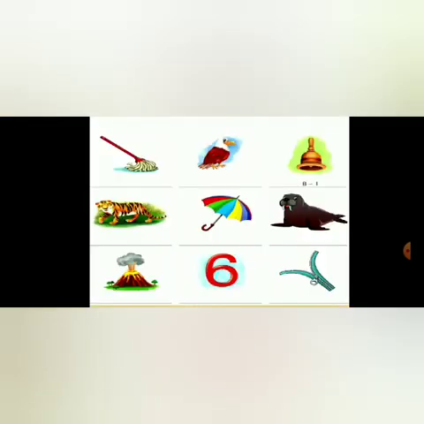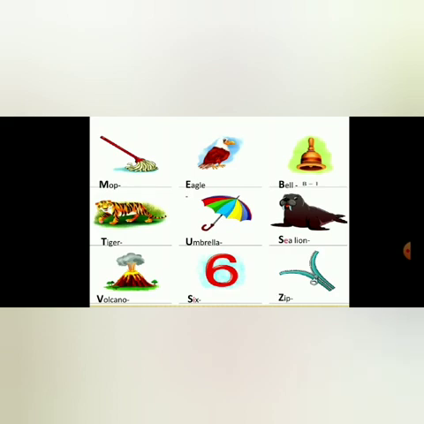Now this is the exercise which is given in your book. Here we have to identify the pictures. Then we have to arrange them in alphabetical order. Let's first identify the pictures. The first picture is what? It is a mop. The second picture is eagle. The third picture is bell. The fourth picture is tiger. Then umbrella. Then sea lion. Then volcano. Then number 6 and zip.